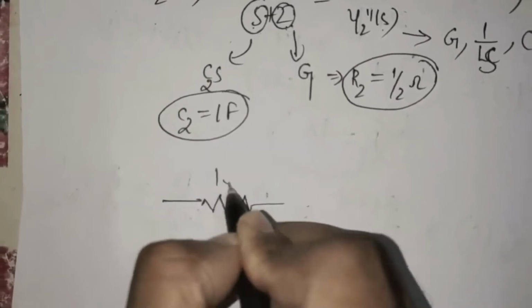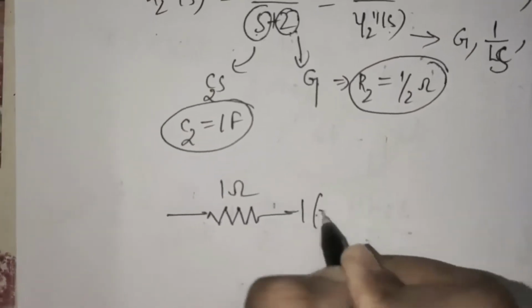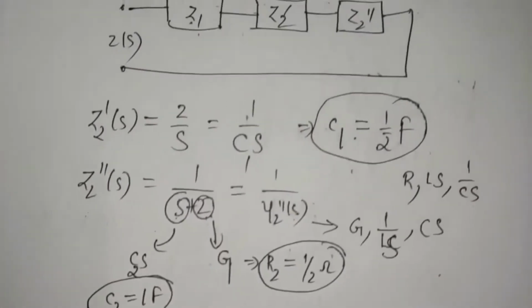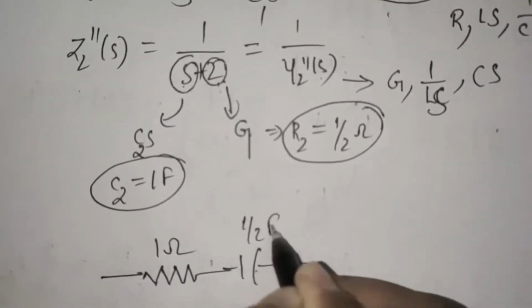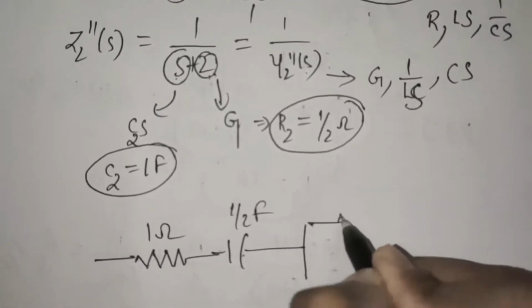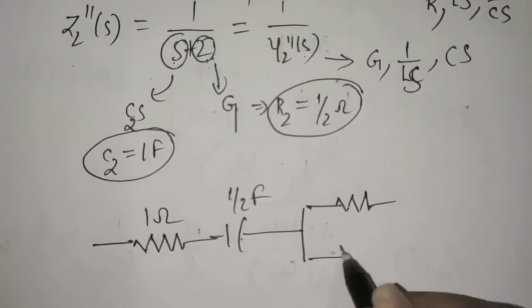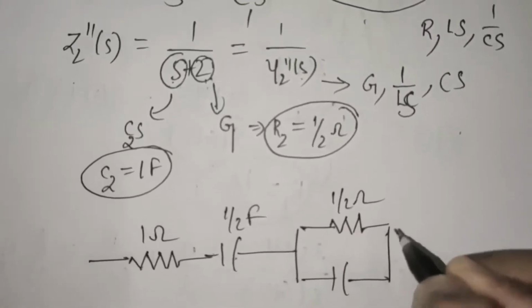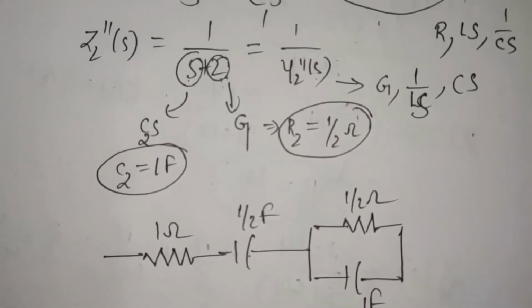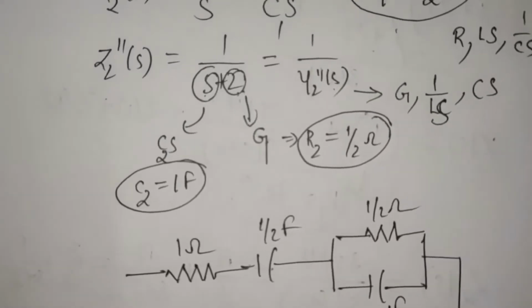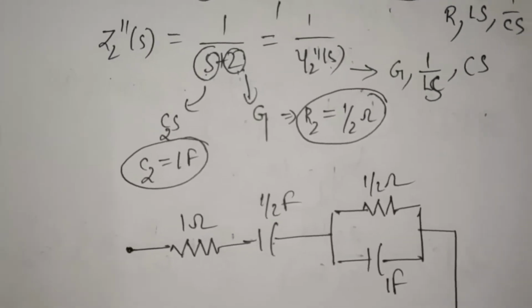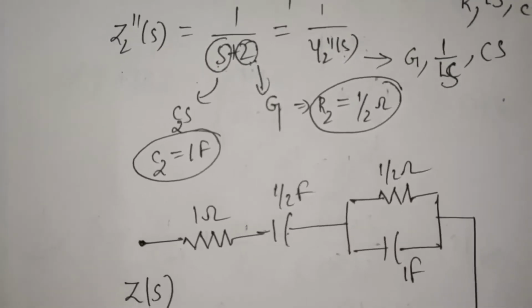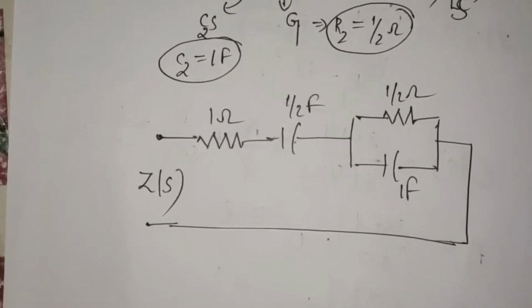first element is a resistor, second element is a capacitor of value 1 by 2 farads, and the third one is a parallel combination of R and C. R value is 1 by 2 ohms and C value is 1 farads. So this is the network obtained by synthesizing an RC impedance function using Foster first form.